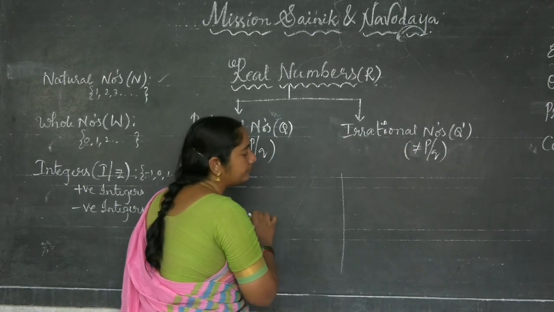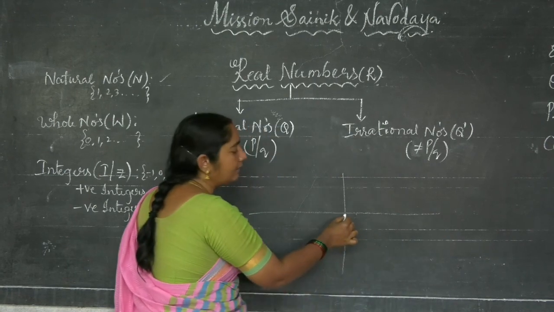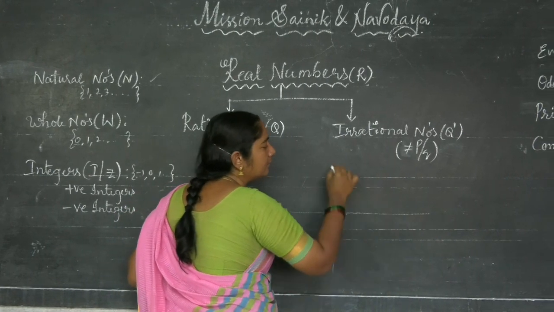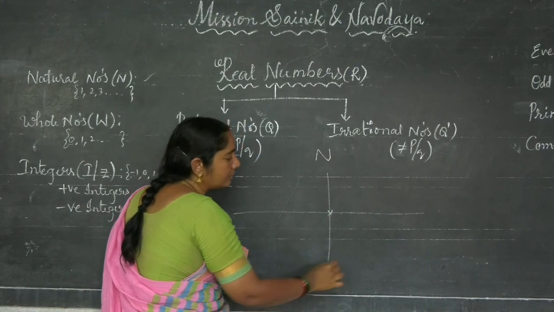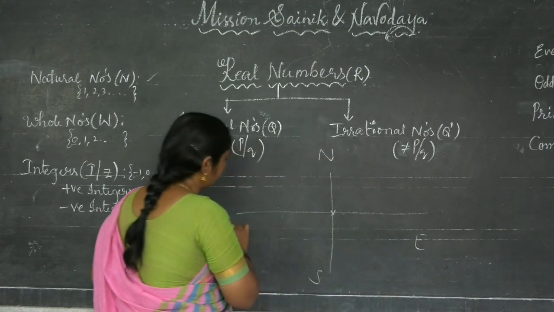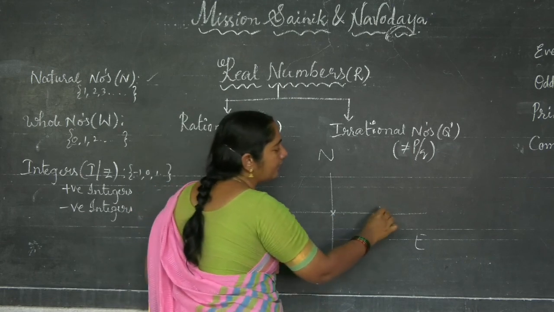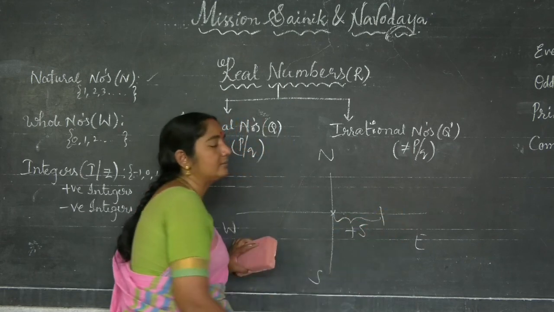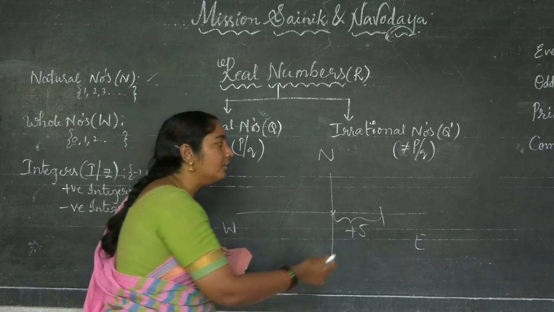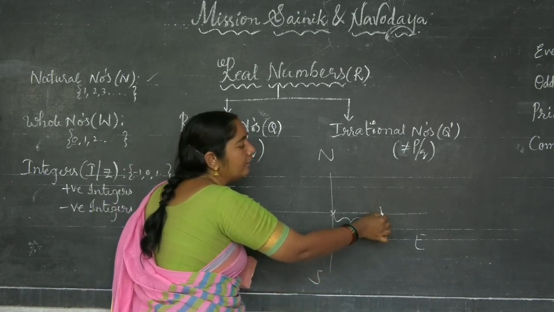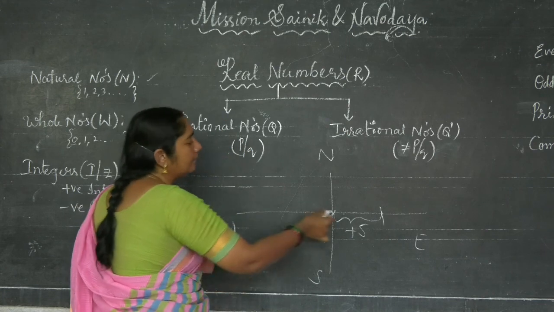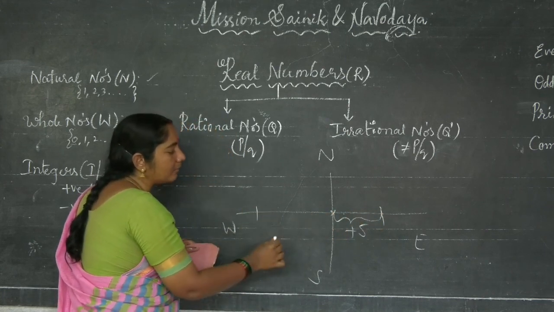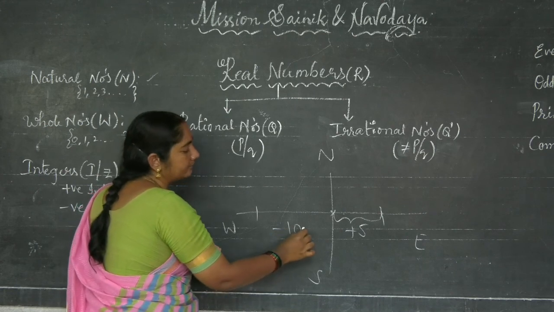Now I will give one more example. For example, this is your house. Let us take north, south, east, west. You are going 5 kilometers towards east. Then you turn back and move 15 kilometers towards west. Means you came back 5, plus another 10 more. So this is minus 10.